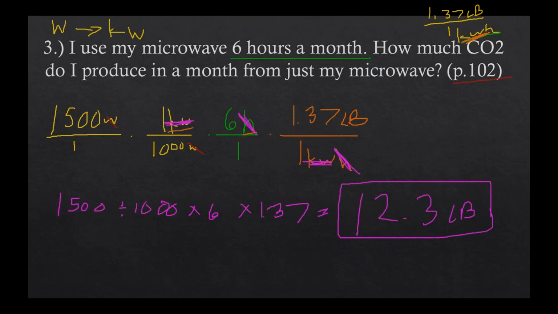Just an FYI. All right, so just remembering watts to kilowatts, then we add the hours, then we go to pounds. That's your general process when you're dealing with the carbon dioxide in electricity. And again, with electricity, we're always going to use this 1.37 pounds as 1 kilowatt hour.